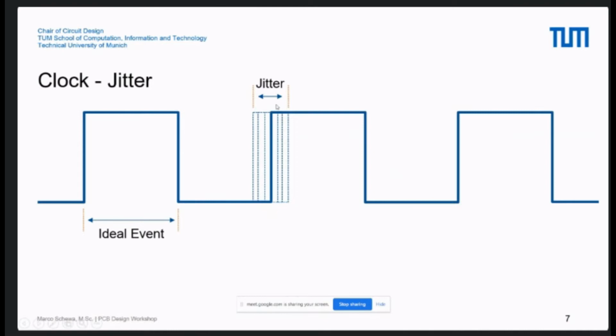The more important thing is the jitter. So if we have here an ideal event, then the jitter is defined as the non-ideal event. That means that sometimes it rises faster or a little bit slower. And the maximum and minimum point here is called jitter. So we always have jitter. And the jitter is also very important for matching. If you do a mismatch, then you have a higher jitter.